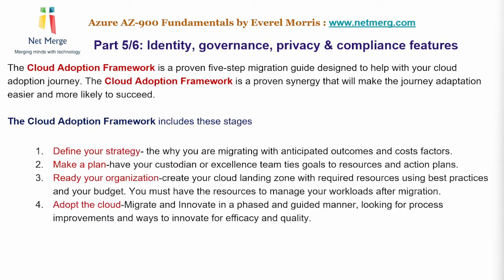Now you want to adopt the cloud, you want to migrate, and you want to look at innovation that you could capitalize on. So in this phase, it's a guided manner. You want to look for process improvement and ways that you could innovate on efficacy and efficiency and actually improve the overall quality of your product. So apart from having a primary goal where you want to save on costs, you could actually look for innovative ways to capitalize and provide better and higher quality services for your customers and your staff.